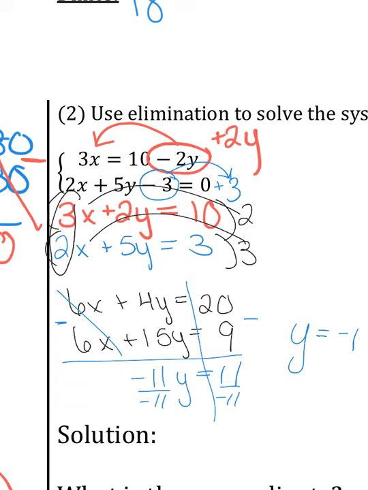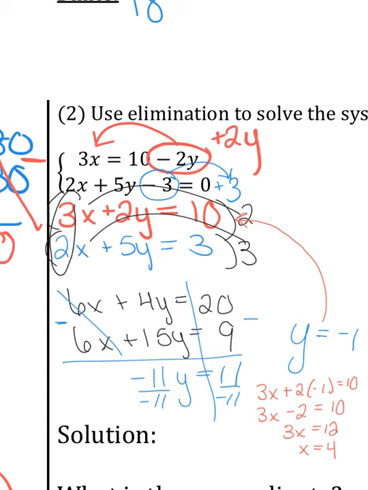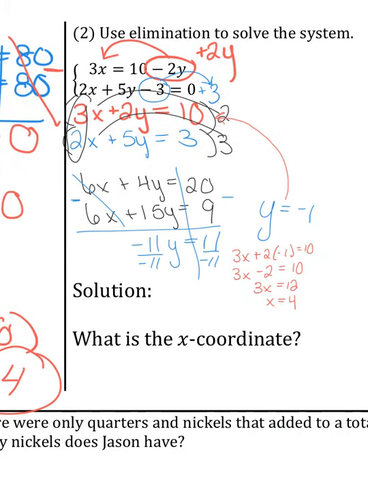And then I have to find my x value. So let's see, I'm going to plug this into this equation. I could do any equation I want because technically it should work for all of them. And so I would do 3x plus 2 times negative 1 is equal to 10. Well, 2 times negative 1 is negative 2 or minus 2. And then I'll add the 2 to the other side and divide by 3, and I get 4. And so my solution then is 4, negative 1. And then they're asking what's the x coordinate, so it's the x value, so x is 4.